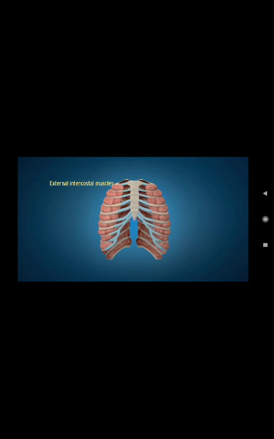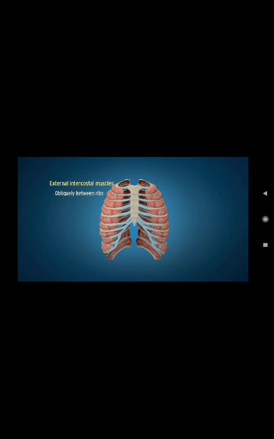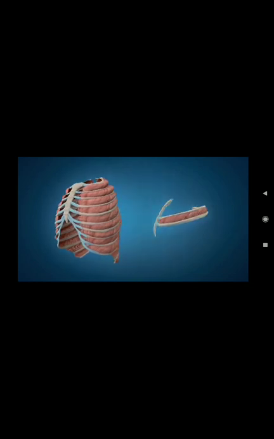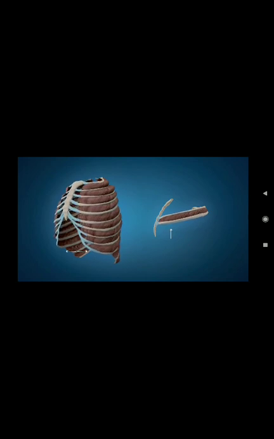External intercostal muscles. External intercostal muscles are present obliquely between the ribs. They run in a downward direction, extending from the inferior margins of the upper ribs to the superior margins of the lower ribs, thereby positioned antero-inferiorly. They aid during quiet and forced inspiration. On inspiration, there is contraction of the external intercostal muscles and the ribs elevate, expanding the transverse dimensions of the thoracic cavity.